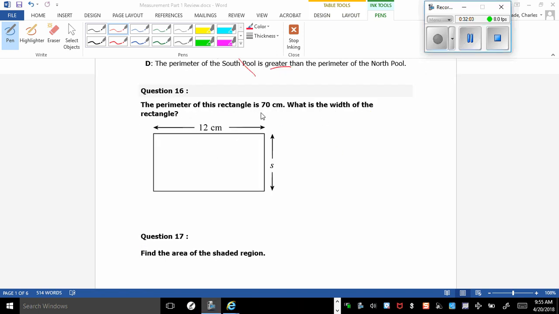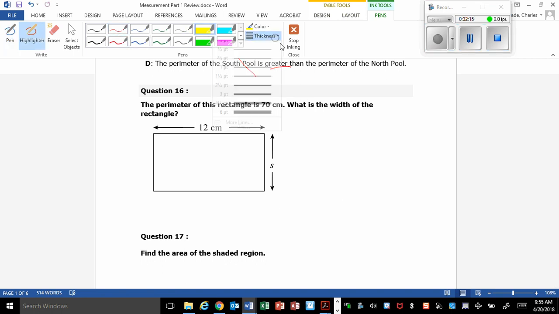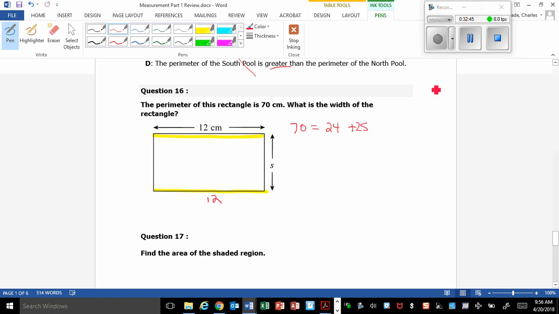All right, question 16. The perimeter of this rectangle is 70 centimeters. What's the width of the rectangle? Ooh, good question. Here's how we're going to do this. I know a couple things. In these kinds of questions, you always got to go, what do we know? Well, we know that's 12, so we know that has to be 12, right? So that's 12 and that's 12. So far, I'm starting out with 70 equals these two plus these two. So I know these two, right? So I know that's 24 plus S, but there's two S's, so plus 2S.